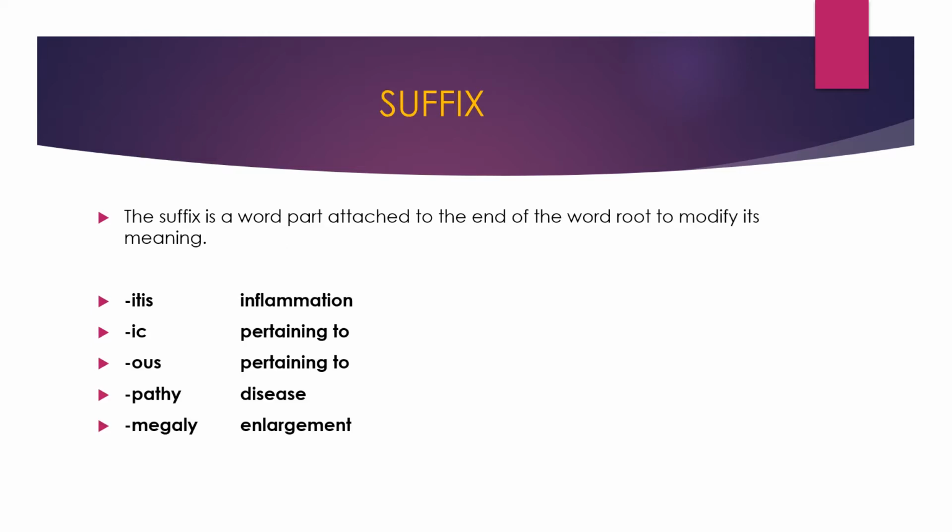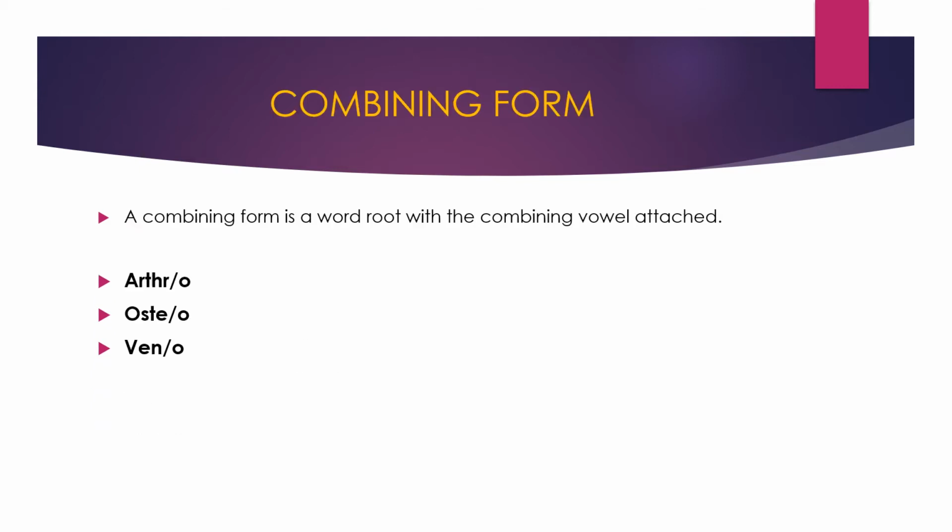Then you have suffixes which go at the end of the word root and usually give us a description or tell us why we're talking about that core word. So for instance, itis is inflammation, ic is pertaining to, os is pertaining to, pathy is disease, and megaly is enlargement.